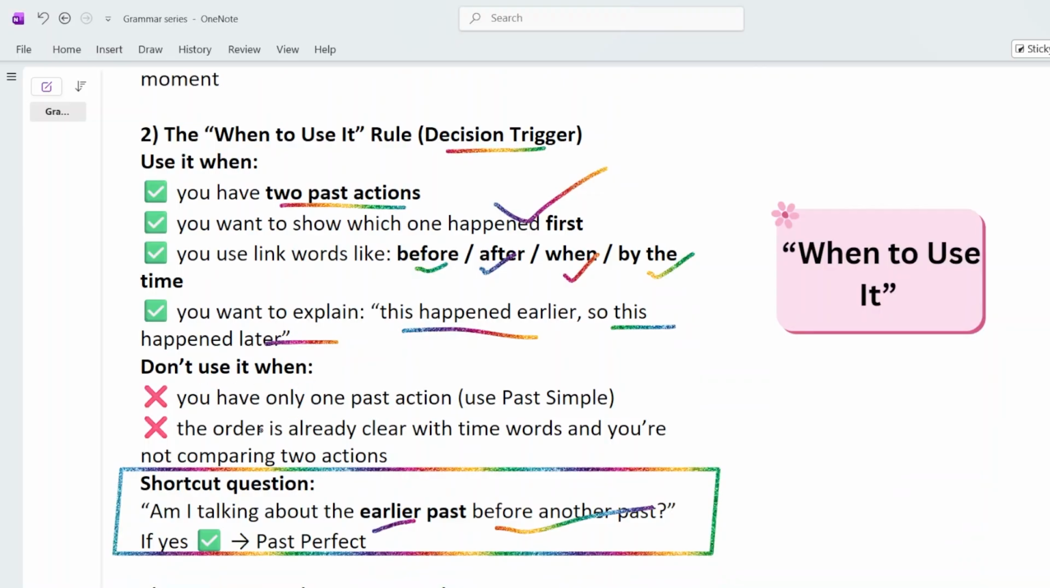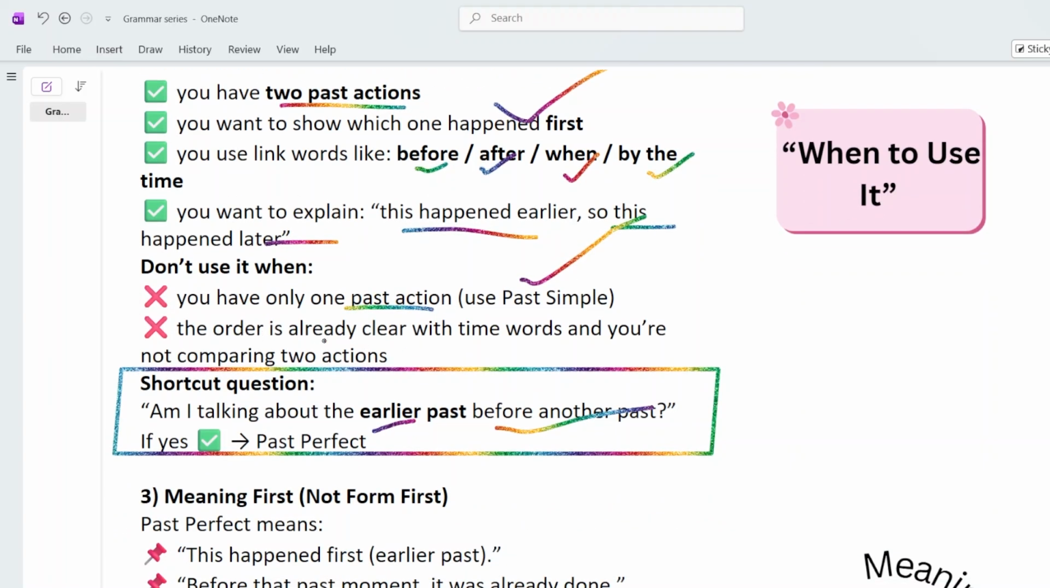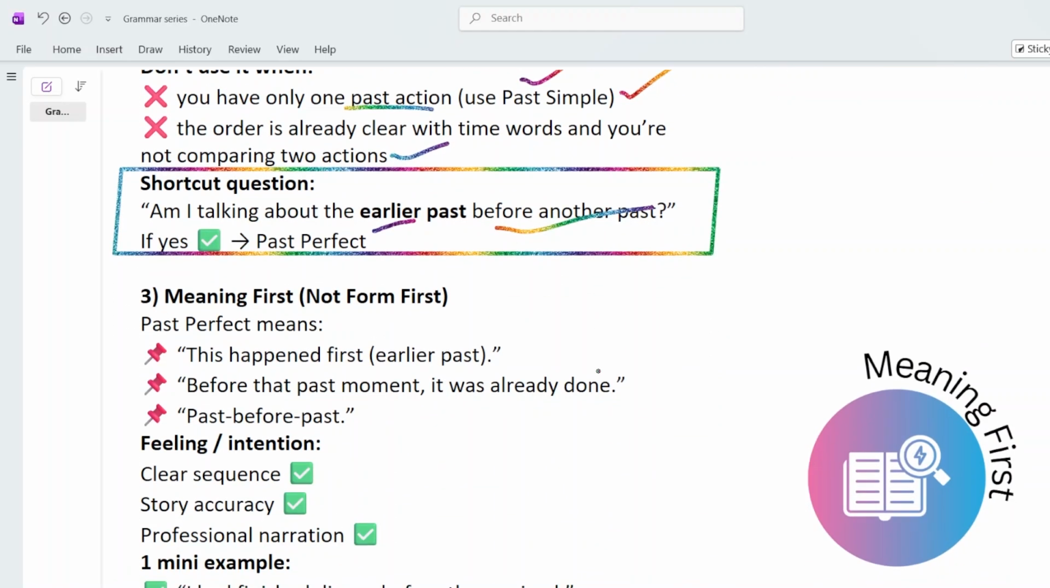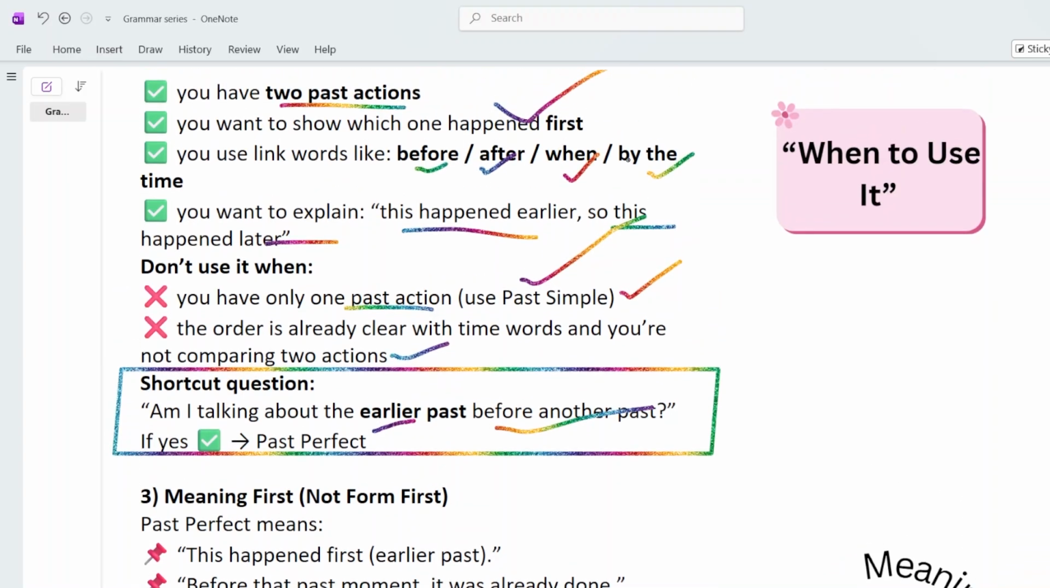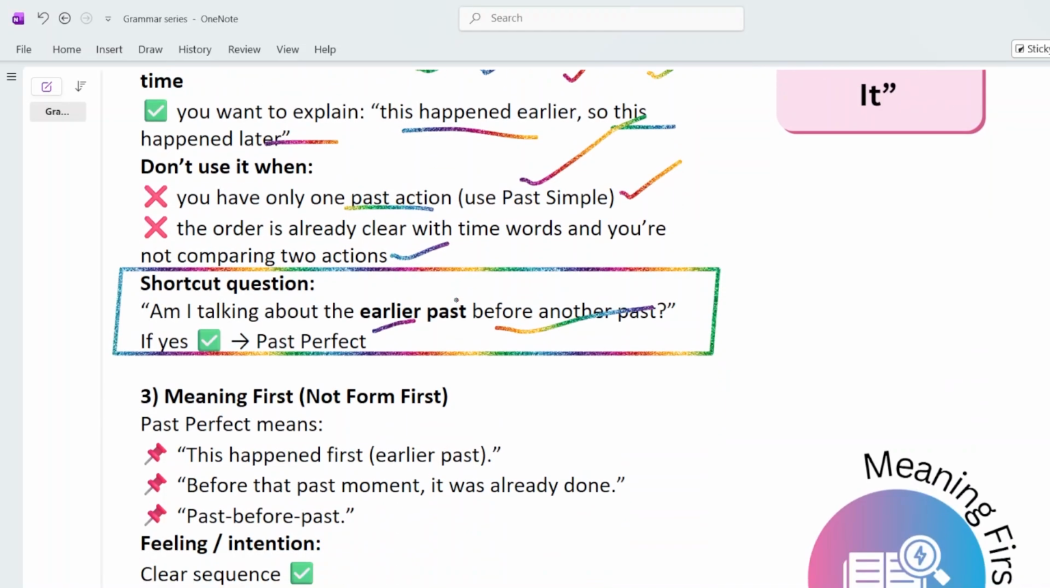And when you don't use this is when you have only one past action. Use only simple past. The order is already clear with time words and you're not comparing two actions. You're not supposed to use past perfect tense; you're supposed to use simple past itself. Okay, great. Now, past perfect is especially common with these words, just to reinforce again: before, after, when, and by the time. So anytime you see these words, think two past actions are present in the sentence. Which has happened first? You can order them accordingly.